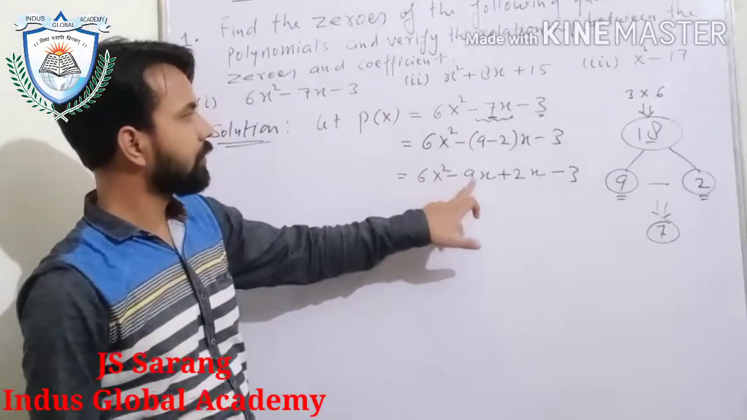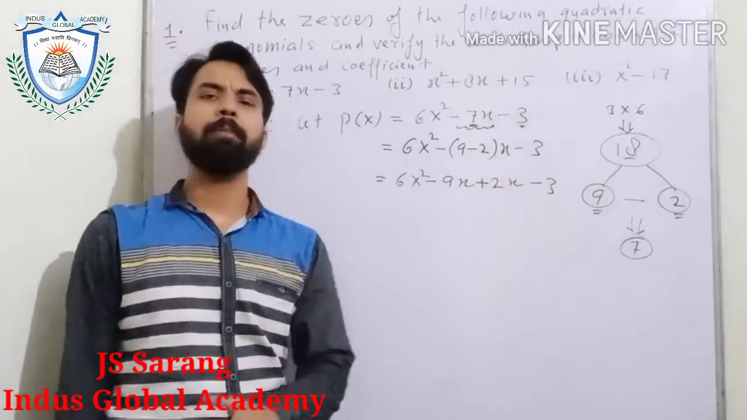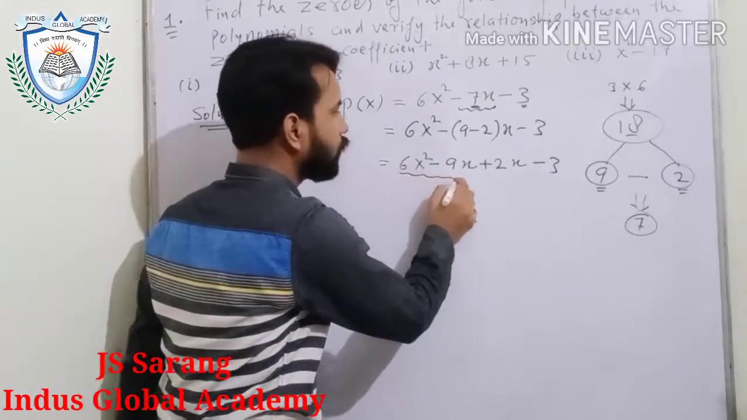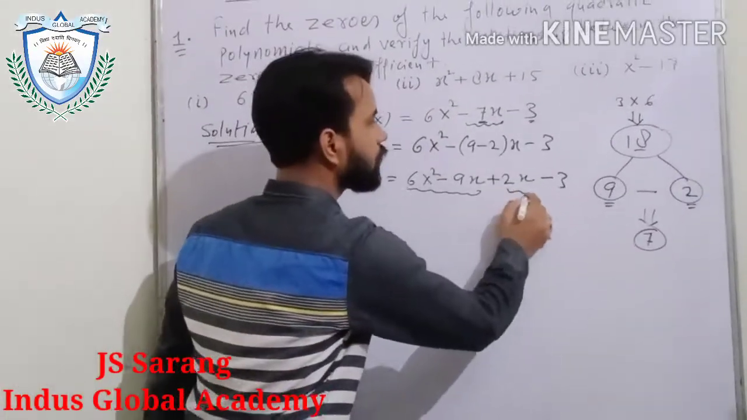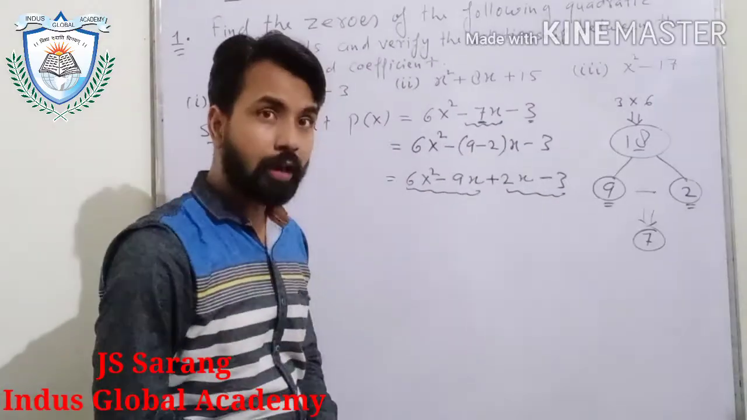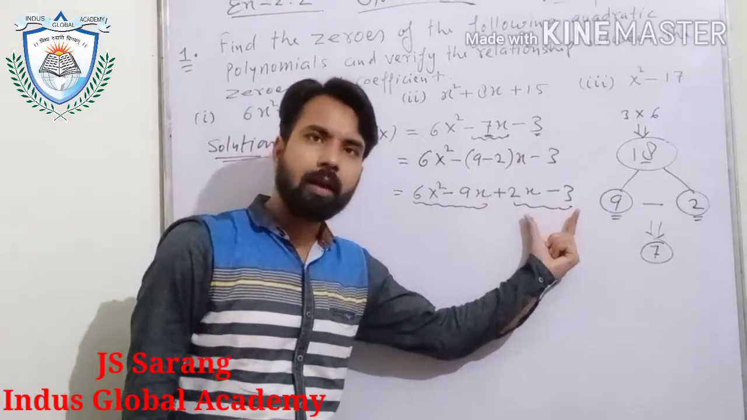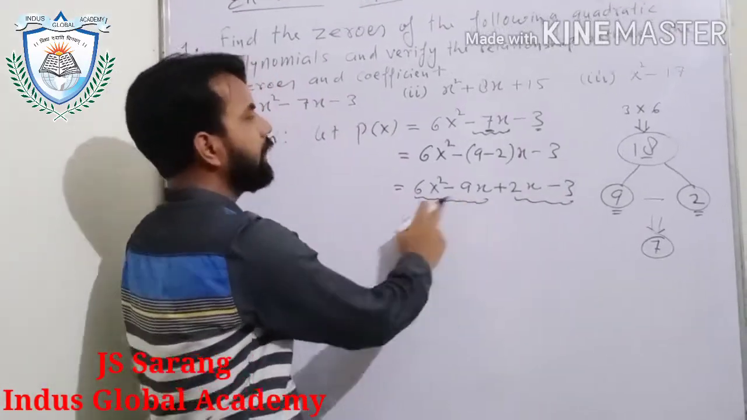One term, second term, third term and fourth term. Now we have to take something common from the first two terms and something common from the last two terms. So what do we have to do now? We have to take something common from the first two terms and from the last two terms. So tell me, what is common in these two terms?